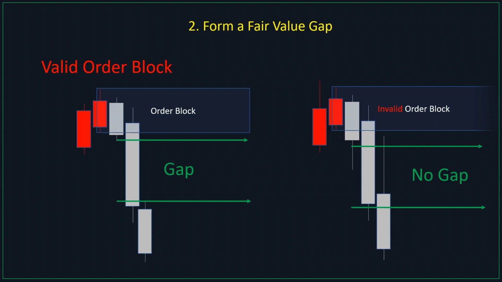Okay, but when we're looking at this example right here, we notice that there is no fair value gap here. All the gaps have been filled, therefore there is no fair value gap, which makes our order block an invalid order block. You can see the difference right here. On the left side here, there is a gap between the candlesticks. On the right side here, there is no gap between the candlesticks, which makes our order block an invalid order block. All right, and we cannot take any trades based on this order block right here because it is invalid.